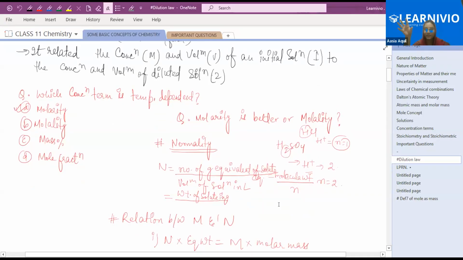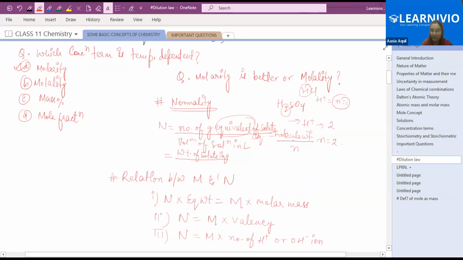And normality is just very easy. Normality is just the number of gram equivalents of solute divided by the volume of solution in liter. It is just like molarity. It also depends on the temperature. Now here comes a word, gram equivalent. So what is equivalent? Equivalent is your equivalent weight.